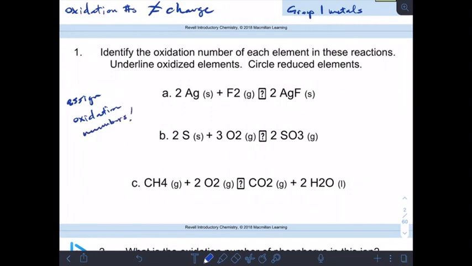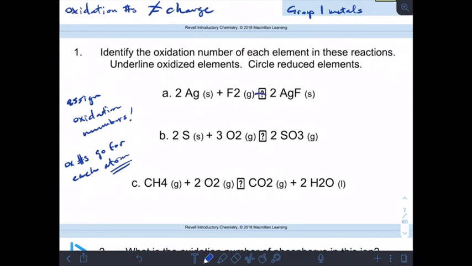Okay, there's no other way to tell what is oxidized and what's reduced unless we assign oxidation numbers. Now, the oxidation numbers go for each atom. Oxidation numbers go for each atom. And that's very important. Okay? So let's take a look at what we have in our line A here.